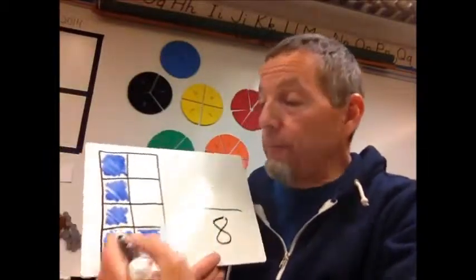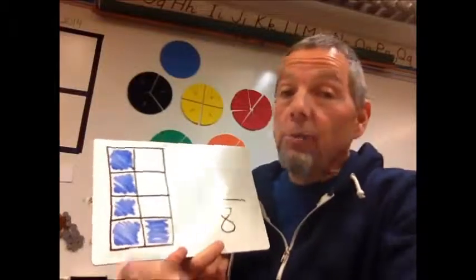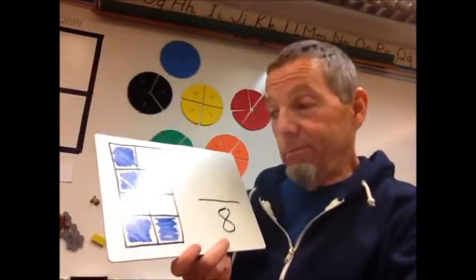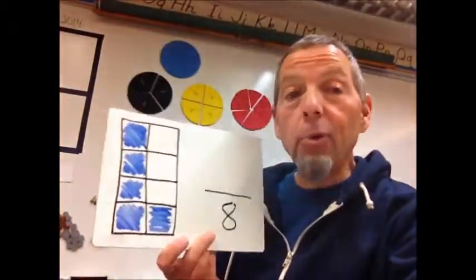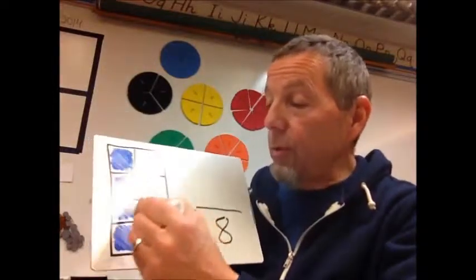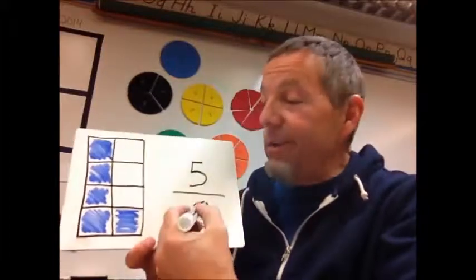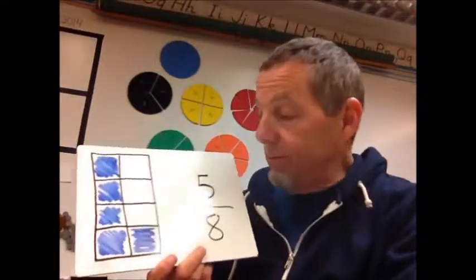Now, what's a fraction for the parts that's shaded? How many are shaded? That's what goes up here. How many are shaded? You can count. How many are shaded, boys and girls? That's right. 1, 2, 3, 4, 5. So the fraction for this shape is 5/8. 5/8 of the parts are shaded in.